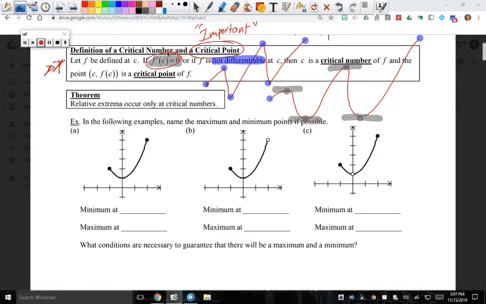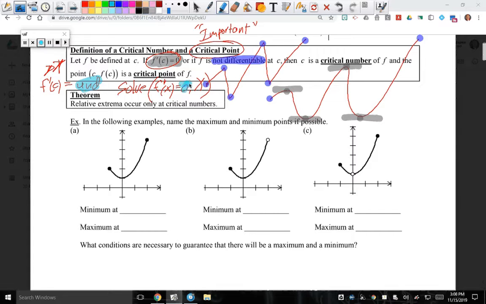prime of c is 0 or f prime of c is undefined. How do I achieve for something to be undefined? Because in the calculator I could do the solve feature when f prime of x is equal to 0, comma x, and it would spit them all out. How can I set something equal to undefined? When is something undefined? When it's divided by 0.